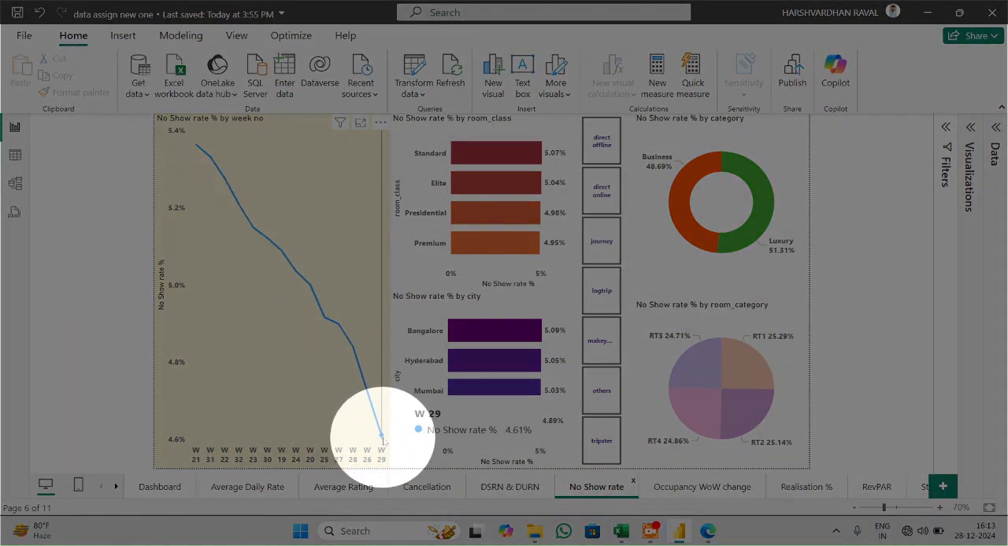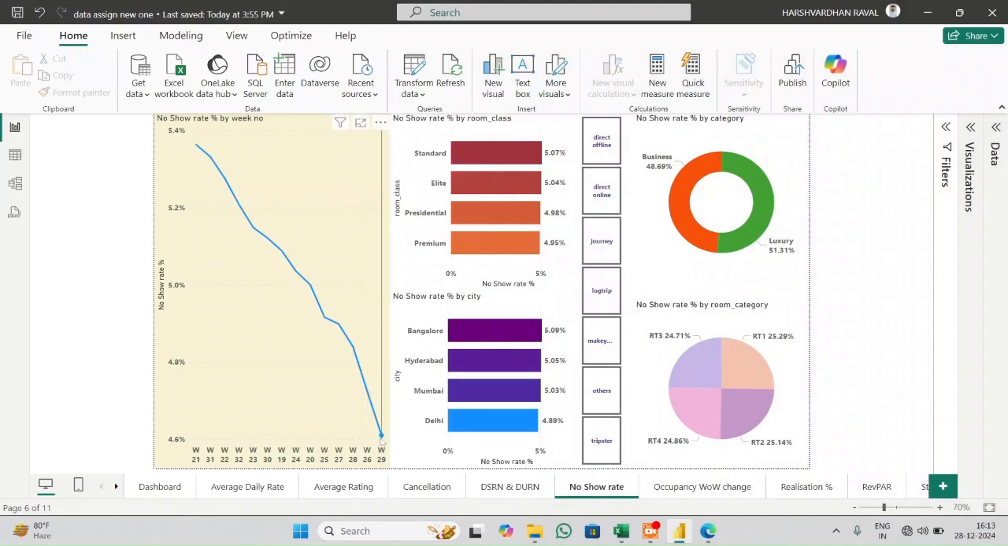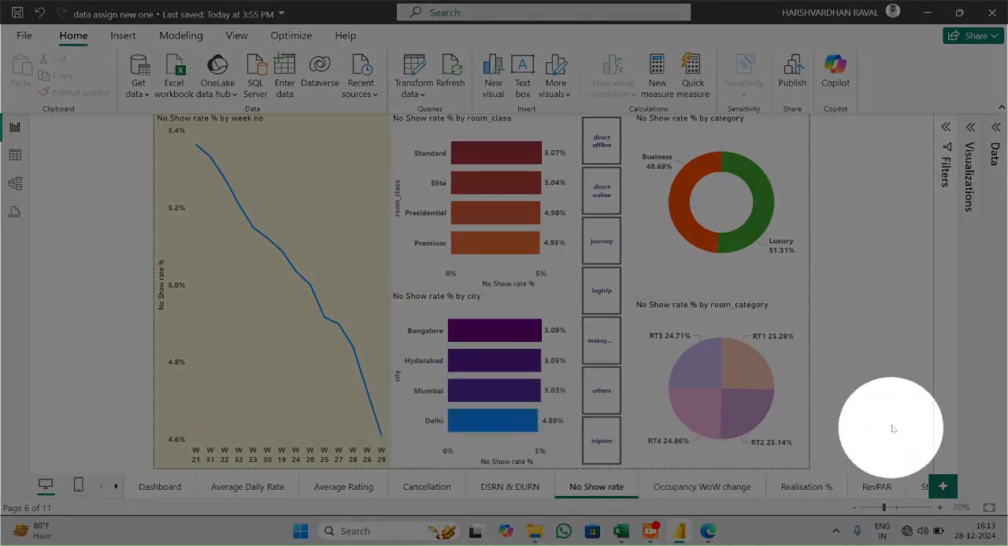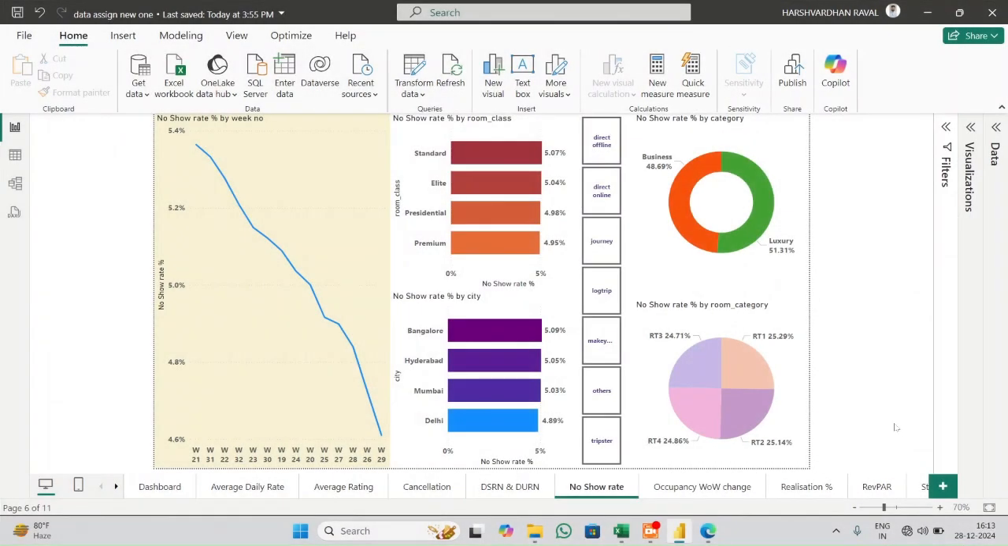So we can see the no show rate is decreasing, which is good for the company. No show rate per room class is only 5% among all room classes. By city it is also very low. The least is Delhi, so in Delhi very few people fail to show up at the property.